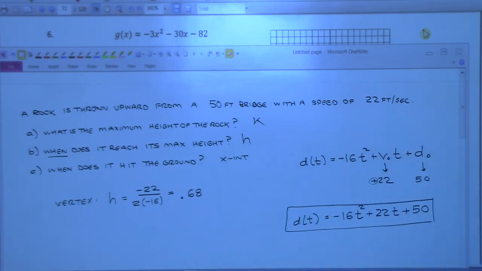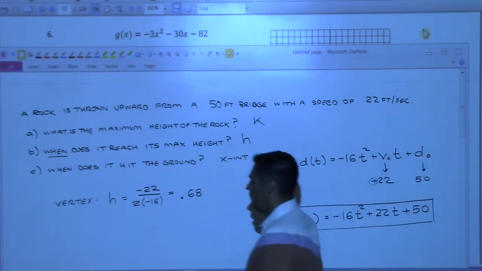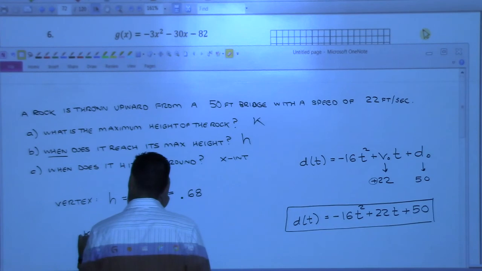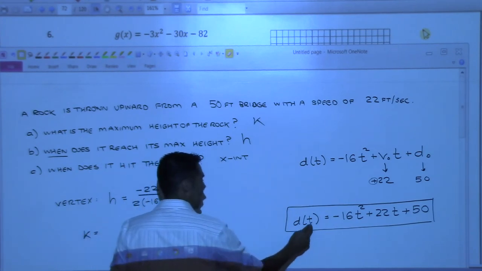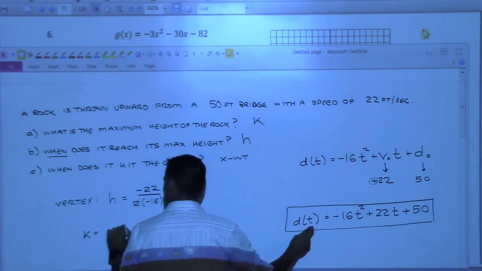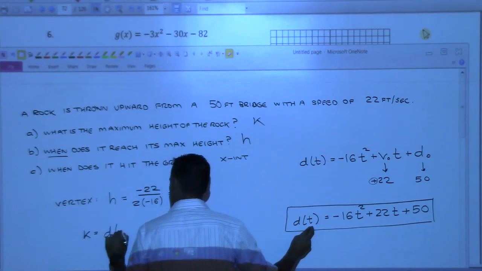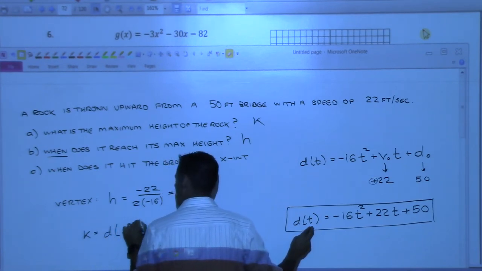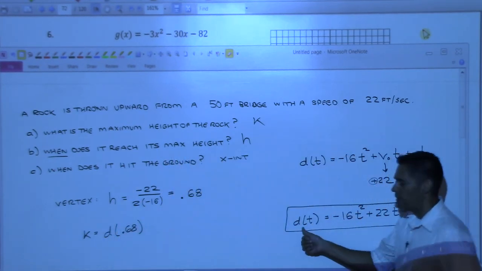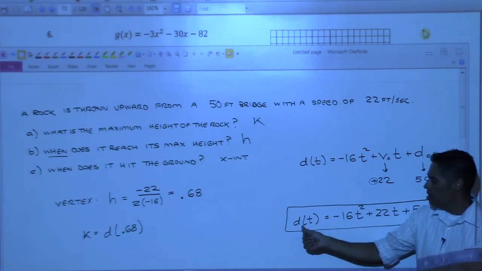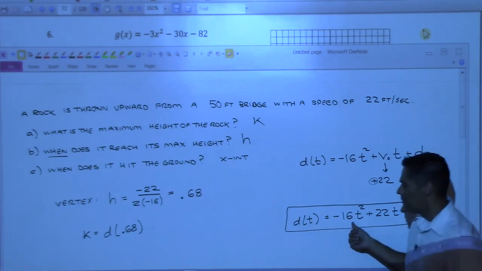So do you agree that we have an answer to one of the problems already? We actually have the answer to part B. It's H. Okay, now let's get K. So how do you get K? You're going to plug that into here, right? So watch the way I write this. I'm going to write D of 0.68. Notice I'm not writing F of 0.68 because the function is called D, not F. So I'm plugging in 0.68 into here.